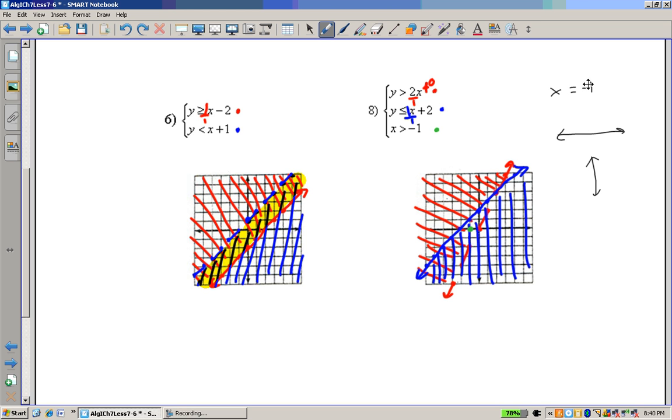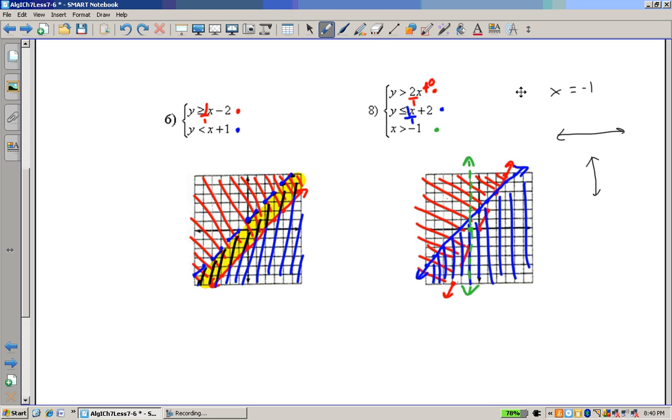The x-axis is horizontal, and x equals will be vertical. So we're going to make a vertical line here. Now, it's not x equals, it's x is greater than. So it's greater than, and it's going to be a dotted line.